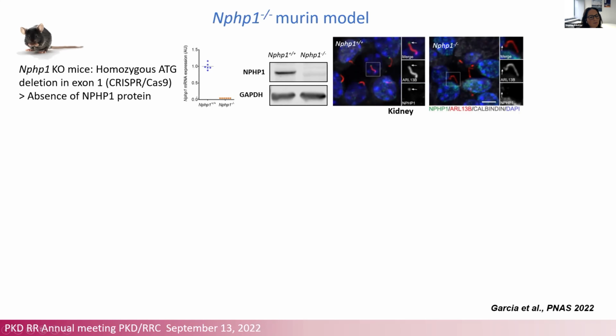And this leads to the total absence of the mRNA transcript, but also the protein, as you can see here in this Western blot, or in this immunofluorescence in the kidney of the wild-type mouse, where you see nicely that NPHP1 is at the transition zone at the base of the cilia, and where you knocked out the gene, you have no NPHP1 anymore.